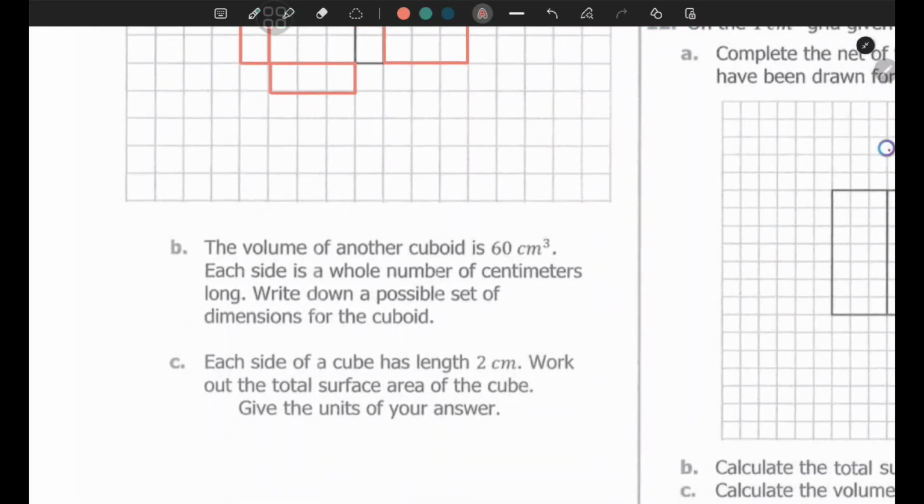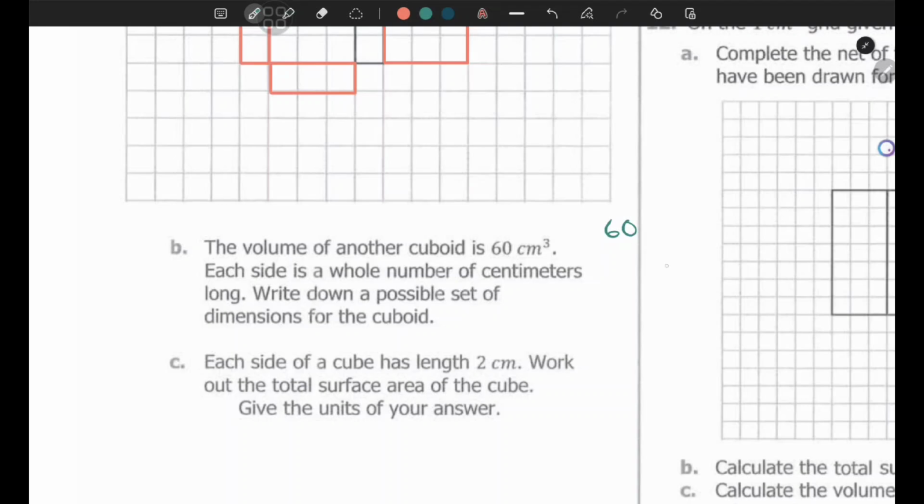Now, the volume of another cube is 60 centimeters cubed. Each side is a whole number of centimeters long, so it will be an integer value, so it's a whole number, so it has no decimals. Write down a possible set of dimensions for the cube. So what they're asking us to do is factorize 60, right? So we have to factorize this into 3 terms, right?